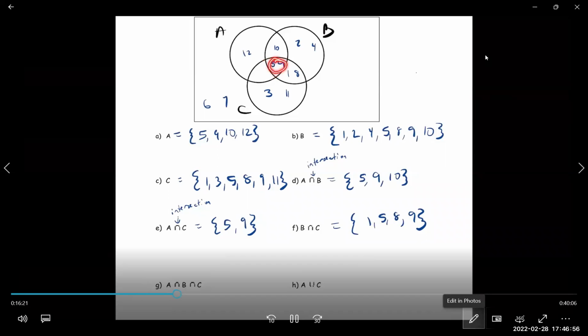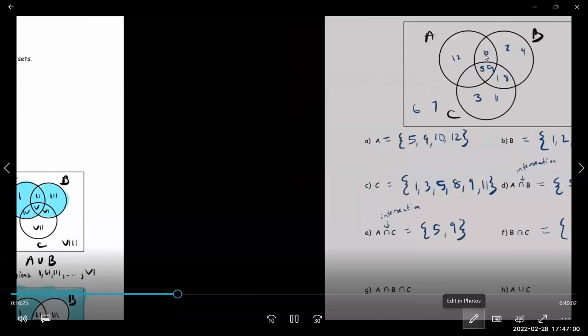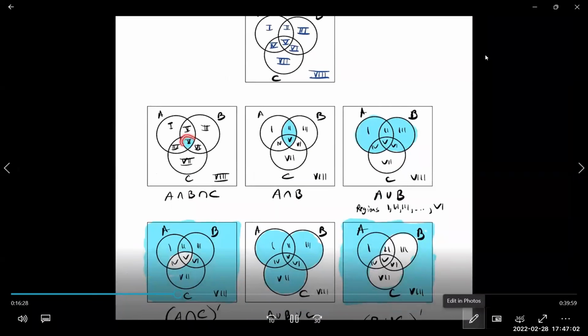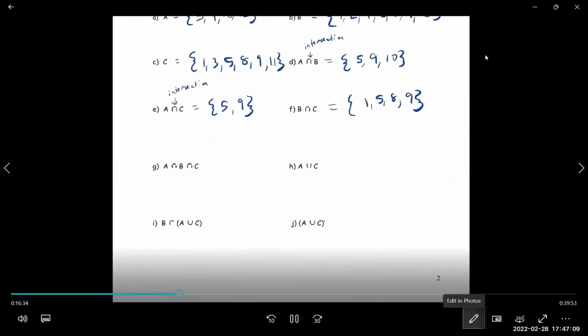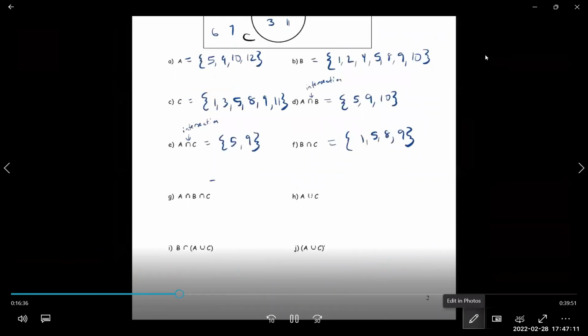Part of A, part of B, and it's also part of C. So yeah, that's this part right here. That would be the intersection of all 3. Okay. So that would be 5 and 9. All right, so 5 and 9.